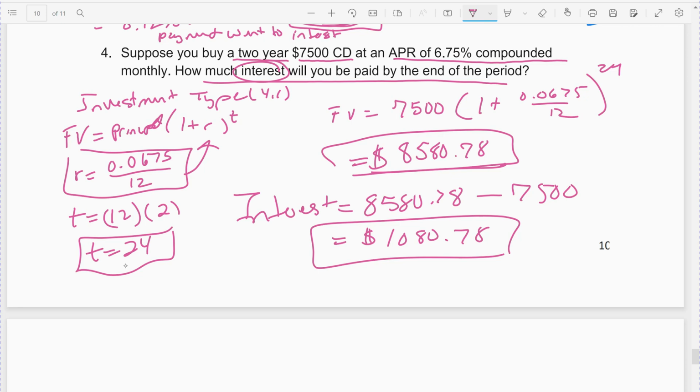All right, so again, you have to pay attention to those keywords. Is it a loan? Somewhere in there should say we're borrowing money, and somewhere in there it should be saying we're making monthly payments, or we're finding monthly payments.